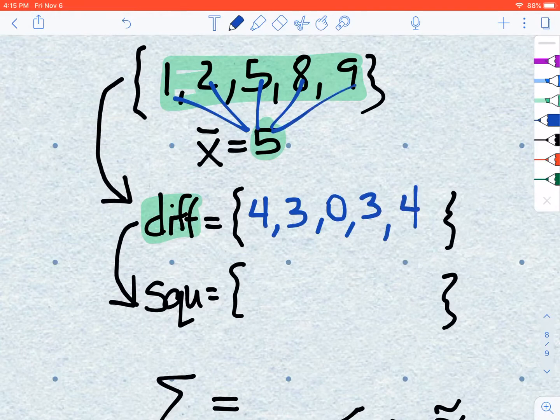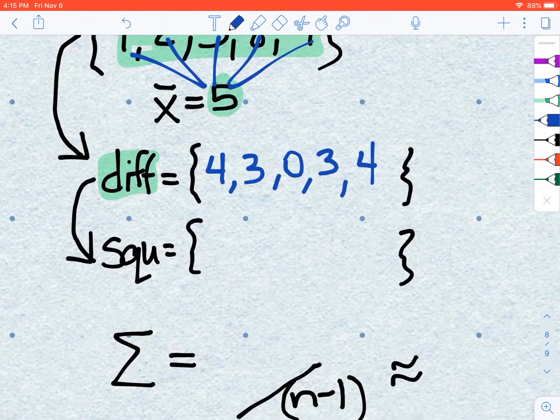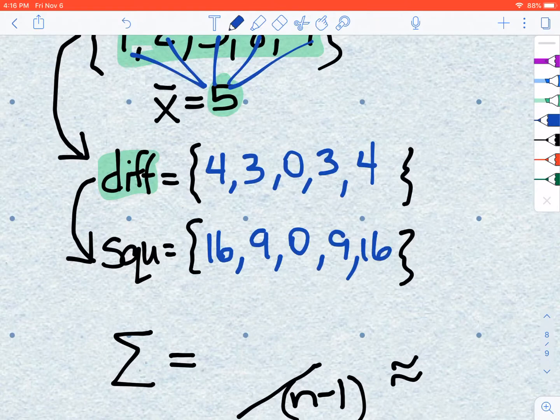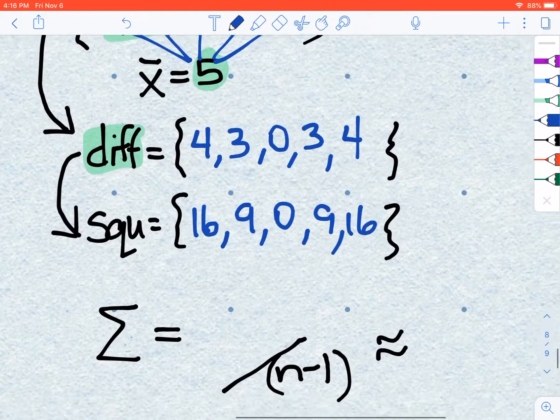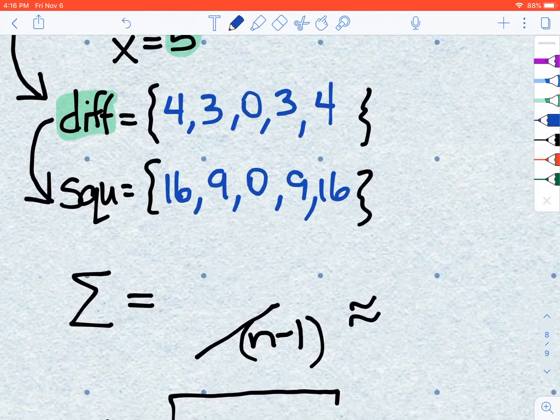Okay, and we're going to square each one of those items. So I get 16. That's 4 times 4. 3 times 3 is 9. 0. And 9 and 16. Now we got to add those numbers up. 16 plus 9 plus 0 plus 9 plus 16. Well, 16 and 9 is 25. And then 25 plus another 25. So the sum is going to be 50.